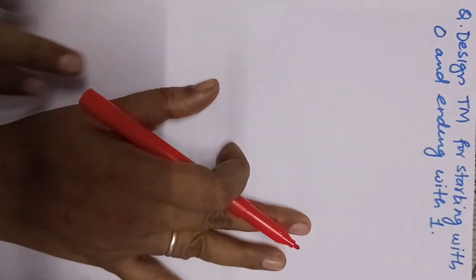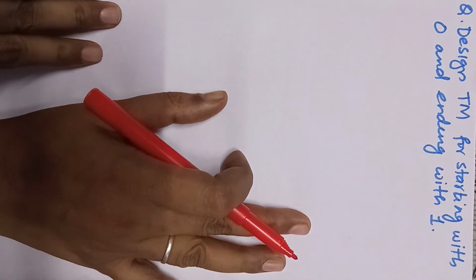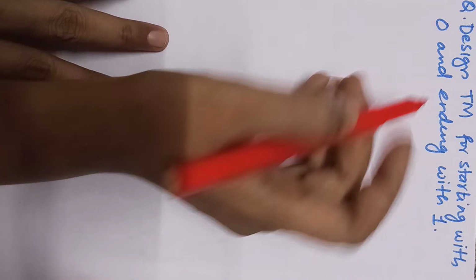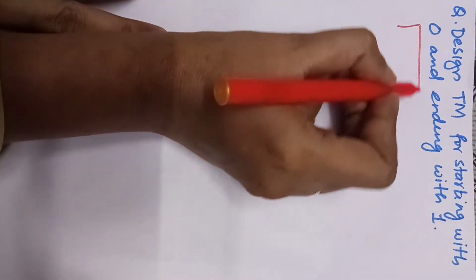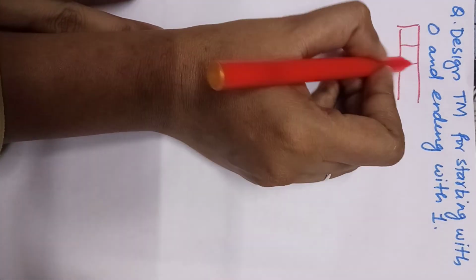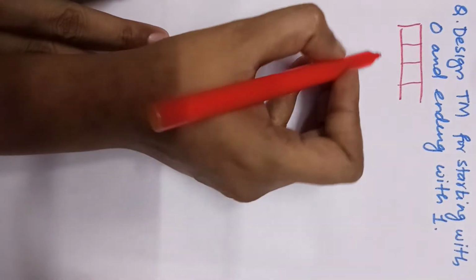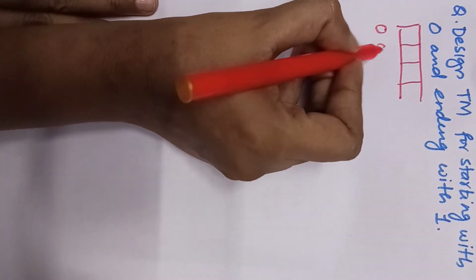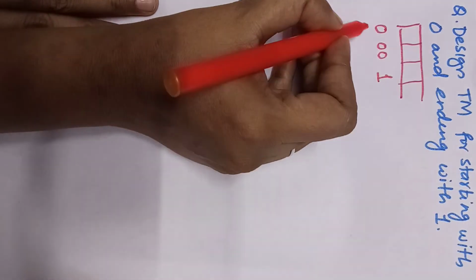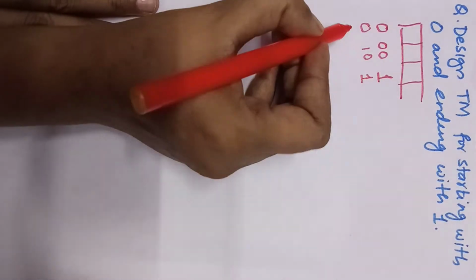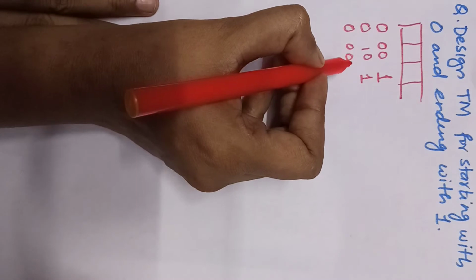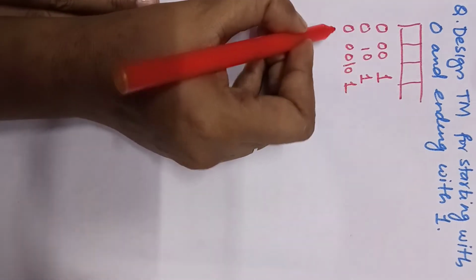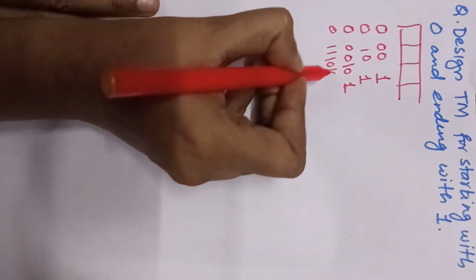Now we are going to design a Turing machine for the set of strings starting with 0 and ending with 1. As we are having a Turing machine, that means we are going to have one tape over which we are going to write the strings. Whatever the possible accepted strings are: 0 0 0 and then 1, 0 1 0 and 1, 0 0 0 1, 0 1 0 1, 1 1 0 1 0 and 1.